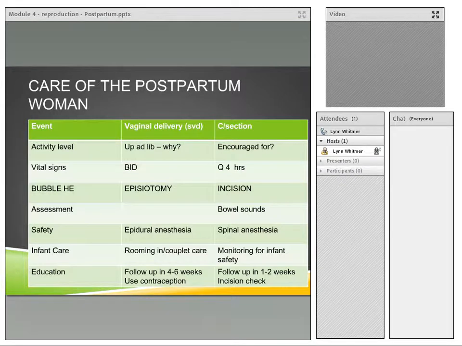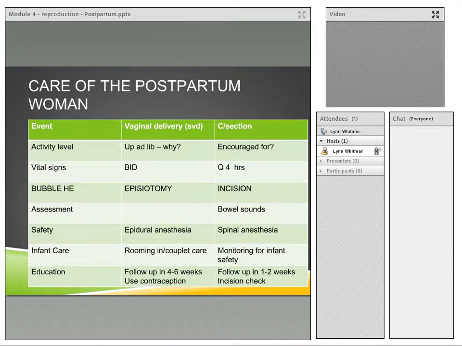Infant care for a vaginal delivery, rooming in, or couplet care is mostly promoted, anticipated, required almost, so that you're getting full bonding of the baby. With a C-section, of course, we have to help mom with the baby a lot more, because she can't just bounce right out of bed and go grab that baby if there's any issues or problems. So we may have the babies in the nursery a little bit more with the C-section.